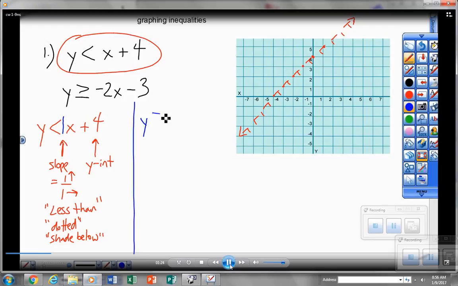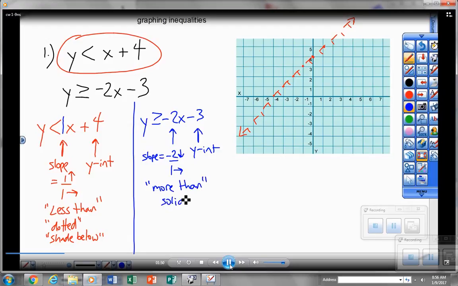The second equation in blue also is ready to graph. It is y by itself. So that -3 is my y-intercept, and that number in front of x, -2, that is my slope. So that made into a fraction is -2 over 1. Every time I go over a box, I go down 2. So that is more than or equal to, so that will be a solid line. That will be shaded above.